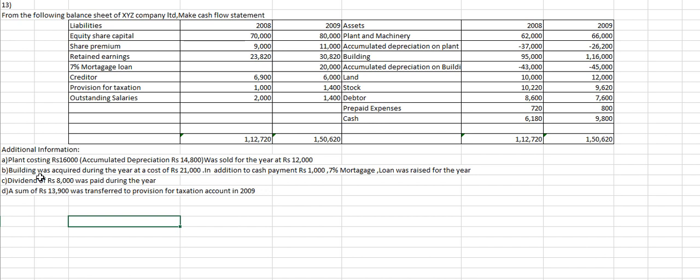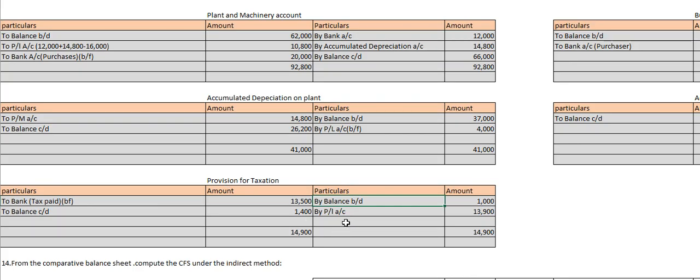So if you see, there is an adjustment which tells a sum of rupees 13,900 was transferred to provision for taxation. So it is a current year provision, so it is by profit and loss account, 13,900. So your balancing figure, which we consider to be tax paid, is to bank account. If it is to bank account in provision for taxation, we consider it to be tax paid. If it is by bank account, if you have a debit balance, then we consider it to be profit and loss account. Here it is a credit balance, so it is to bank account, which we consider to be tax paid, which is 13,500. So your ledger account gets tallied.